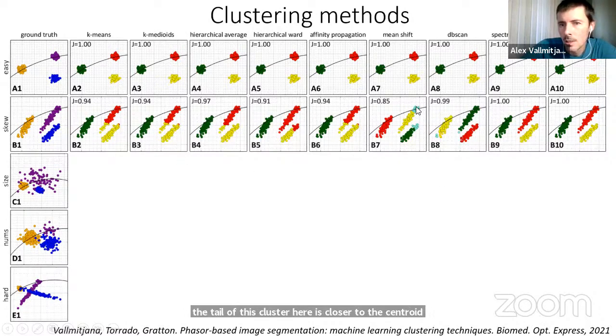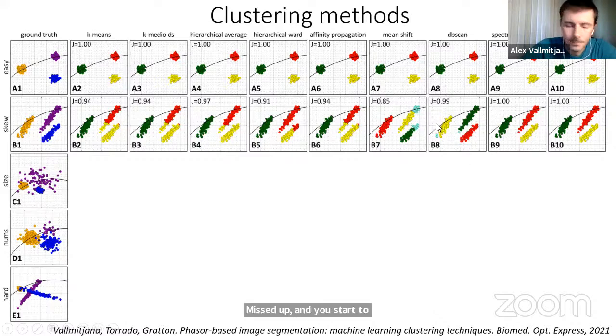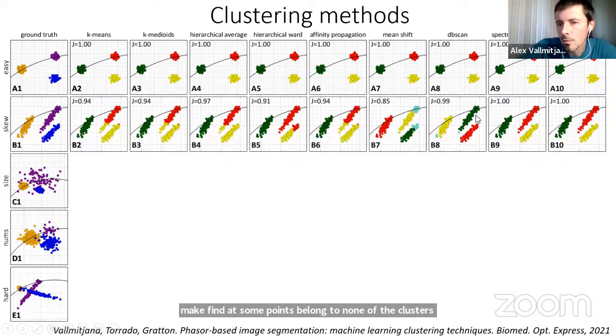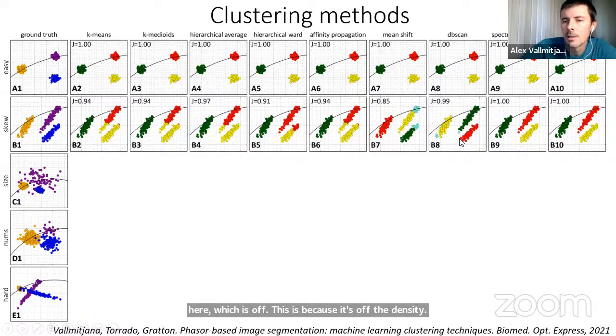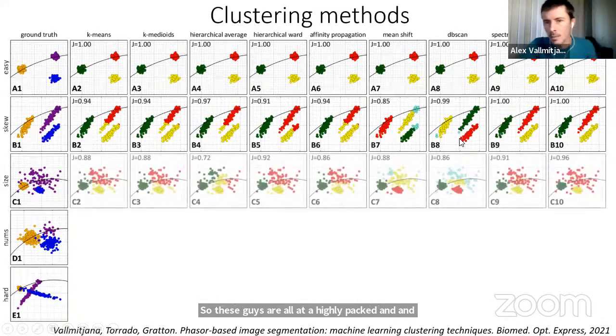And you start to see other issues like the presence of outliers. Some of the methods allow for outliers. So even if you're looking for 3 clusters, the method may find that some points belong to none of the clusters. A good example is this point down here, which is off. This is because it's off the density. These guys are all in a highly packed cluster, and the method understands this one as an isolated point.